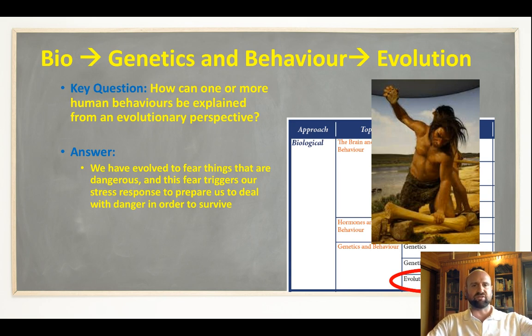That behavior, or that process in our brain, has been naturally selected because it's going to help us survive, and the genes that allow that to happen, that program for that to happen, have been passed on.